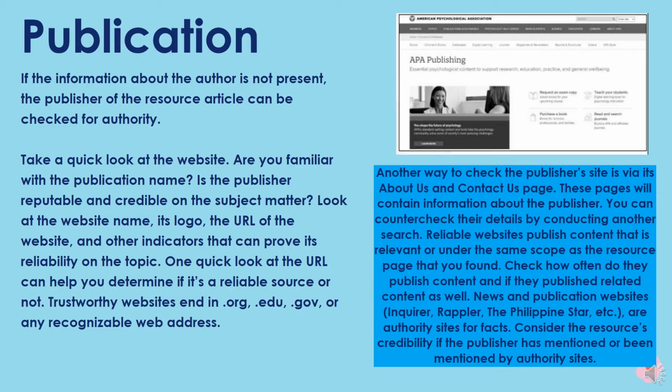Another way to check the publisher's site is via its About Us and Contact Us page. These pages will contain information about the publisher. You can counter-check their details by conducting another search. Reliable websites publish content that is relevant or under the same scope of the resource page that you found. Check how often they publish content and if they published related content as well. News and publication websites such as Inquirer, Rappler, the Philippine Star, and many more are authority sites for facts. Consider the resource's credibility if the publisher has mentioned or been mentioned by authority sites.